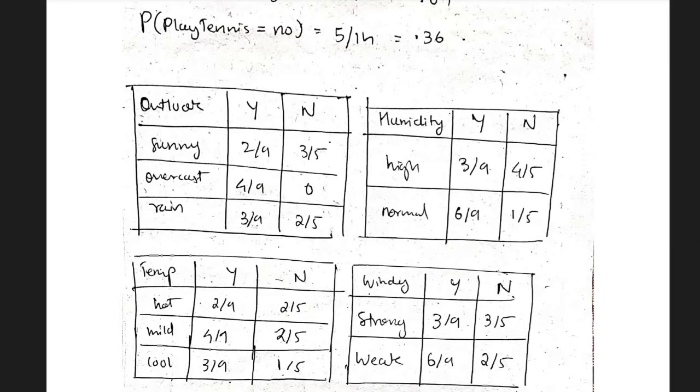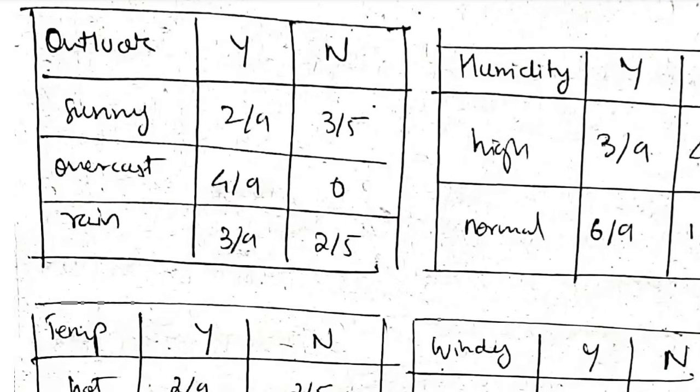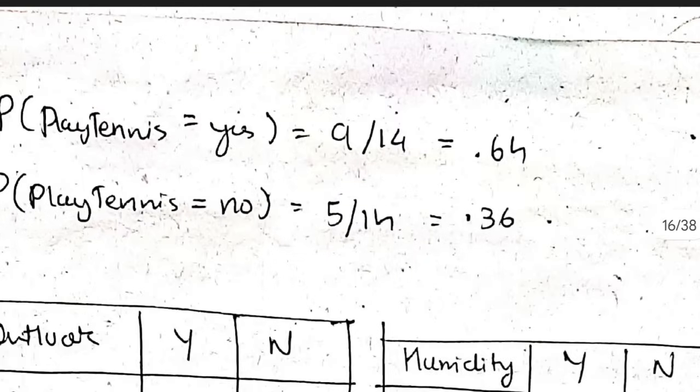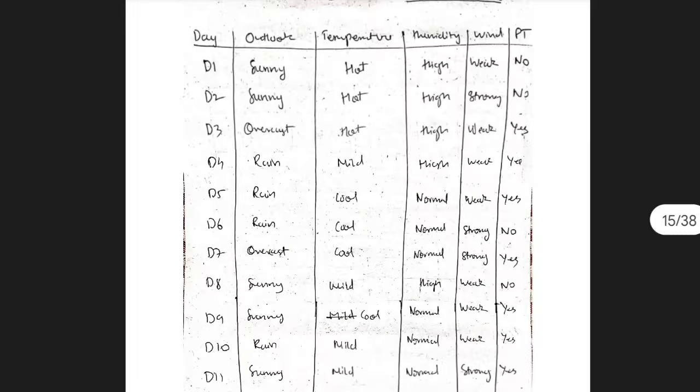After that, observe carefully what I am doing. Sunny, yes, 2 by 9. Why have I written 2 by 9? Whenever it is yes, how many total yes are there? First you tell me that. Total number of yes is 9, right? So I'll be writing 9 here. Out of those 9, how many are sunny?